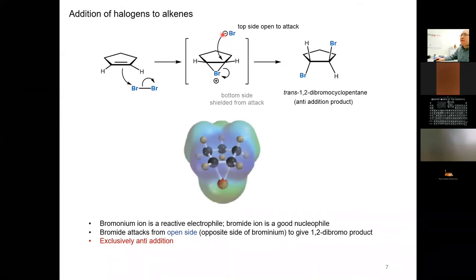Okay, when it attacks from the back, this carbon-bromine bond breaks. All right, then you have the trans 1,2-dibromo product. Okay, so that is the origin of the anti-addition product. Because the bromide cannot attack from the same side, and the backside addition will give the trans 1,2-dibromo product. Okay, so the exclusive anti-addition originates from the bromide attacking from the open side, which is also the opposite side of the brominium ion.